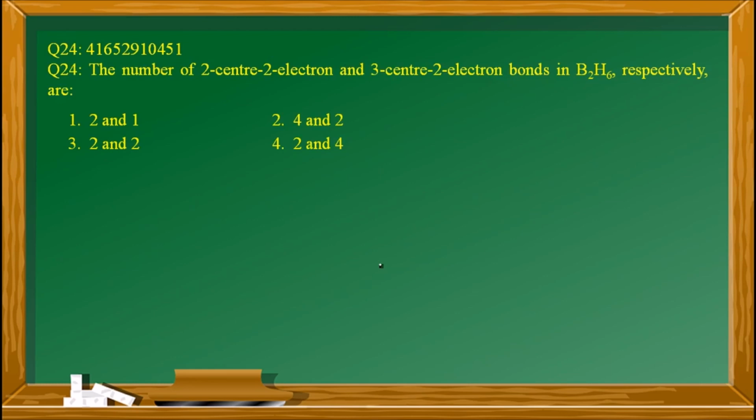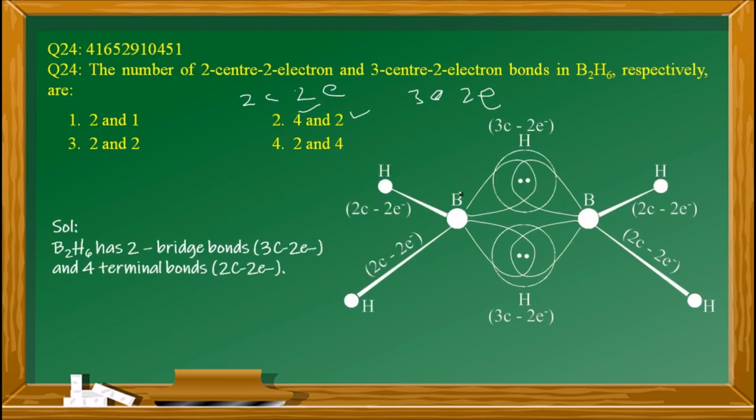The number of 2-center 2-electron and 3-center 2-electron bonds in diborane, respectively, are: 2 and 1, 4 and 2, 2 and 2, 2 and 4. Dear friends, if you know the answer straight away, you can choose it. That is, 2-center 2-electron bonds are 4 and 3-center 2-electron bonds are 2. Let us see by knowing the structure or by drawing the structure.